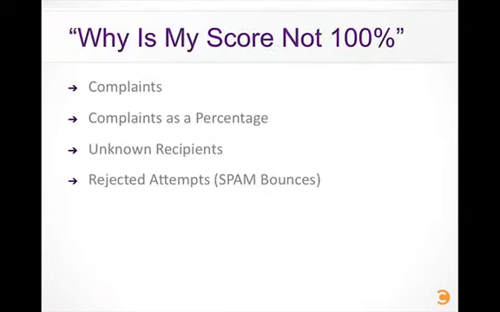Okay. So why is our score not 100? And if you're asking that question, that's a good thing. There's not a lot of people that have a 100. But the reason that you might find a score lower than 100 is because of random complaints, or complaints as a percentage of the overall number of emails that were sent, and unknown recipients, also known as bounces, and then rejected attempts. So just bad email addresses. So the quality of the list is actually very telling as to what your sender score is going to be.